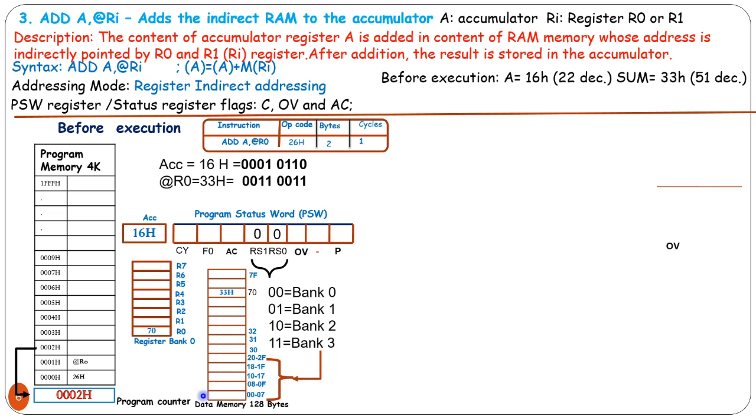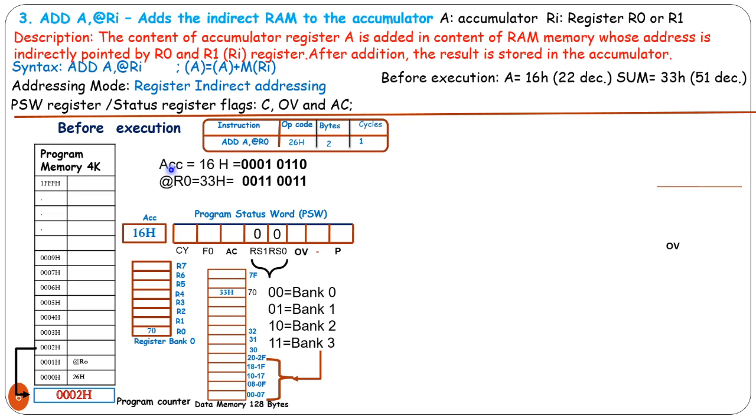Bank 0 is nothing but R0 to R7. Suppose we need R0 and the content of R0 is 70. So 70 is the address of data memory, random access memory, and the content at this 70 address is 33H. So this 33H and the content of the accumulator are added. Okay, so this 33 and 16 are added here.